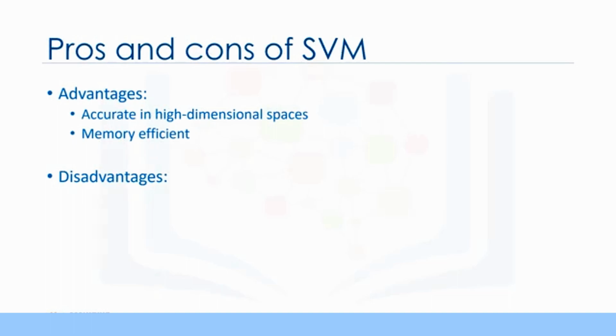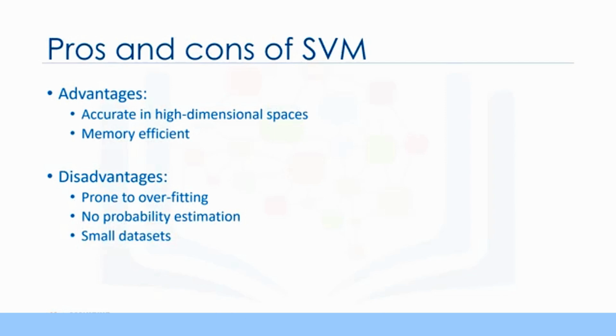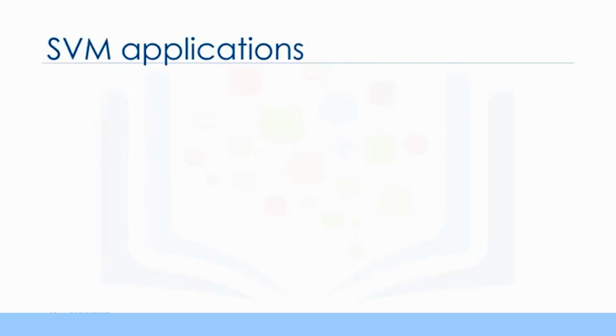The disadvantages of support vector machines include the fact that the algorithm is prone to overfitting if the number of features is much greater than the number of samples. Also, SVMs do not directly provide probability estimates, which are desirable in most classification problems. And finally, SVMs are not very efficient computationally if your dataset is very big, such as when you have more than 1,000 rows. And now our final question is, in which situation should I use SVM?